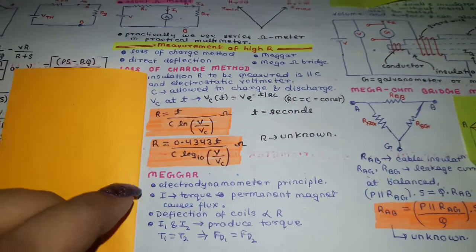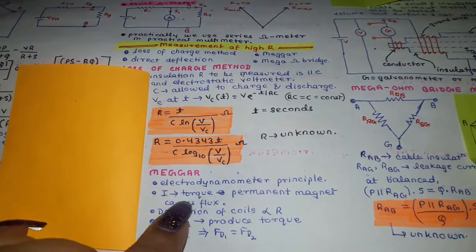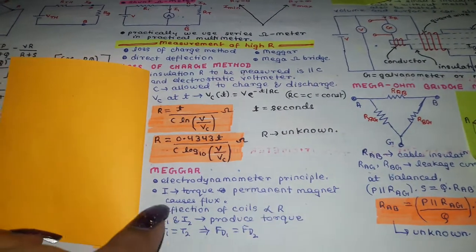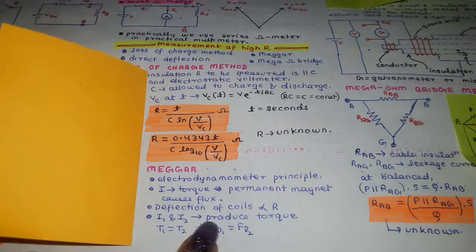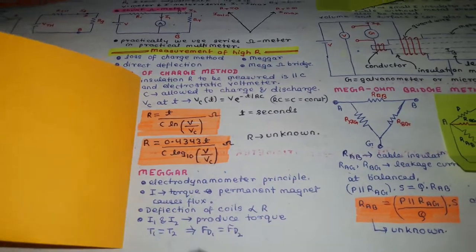And then we have the Megger. It works on the electrodynamometer principle. Here current creates torque and a permanent magnet causes some flux, and deflection in the coils is proportional to resistance, and so forth.